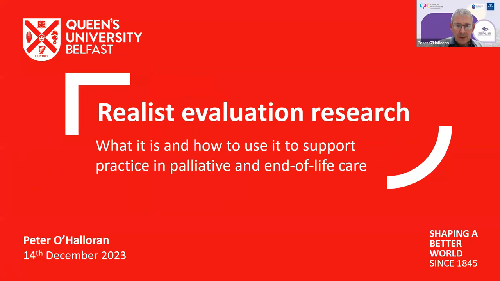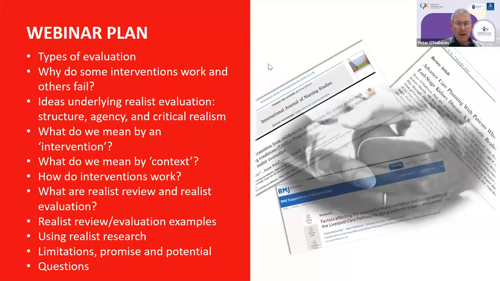Realist evaluation research: what it is and how to use it to support practice in palliative and end-of-life care. Here's the plan for the webinar. I'm going to set the scene by looking at types of evaluation, then consider why some interventions work and others fail. I'm going to bring forward some of the ideas underlying realist evaluation, particularly structure, agency and critical realism. Then have a little think about what we actually mean by an intervention, what we mean by context, and think about how interventions work. Then talk about realist review and realist evaluation, give you some examples, and talk about how you can use realist research, and then finish off with some of the limitations, the promise, and the potential, and then we'll have some time for questions at the end.